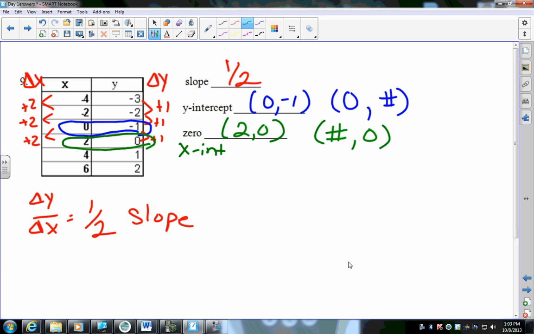Some cases it was easier than finding it on the graph. Now again, you need your slope and your y-intercept to write your equation. Y equals 1/2 x minus 1. That should be your equation.